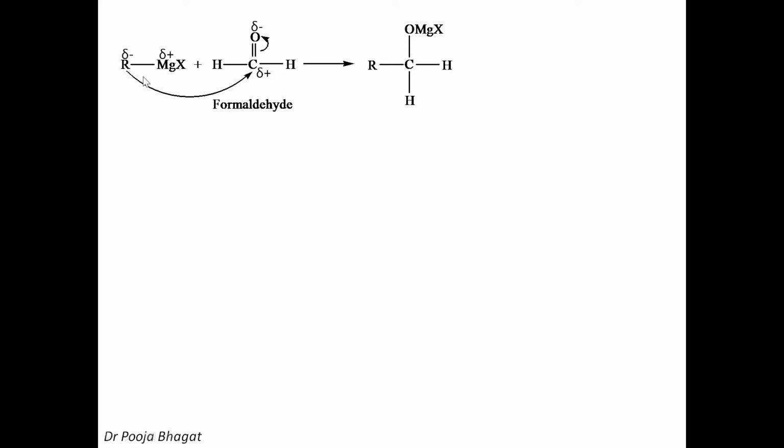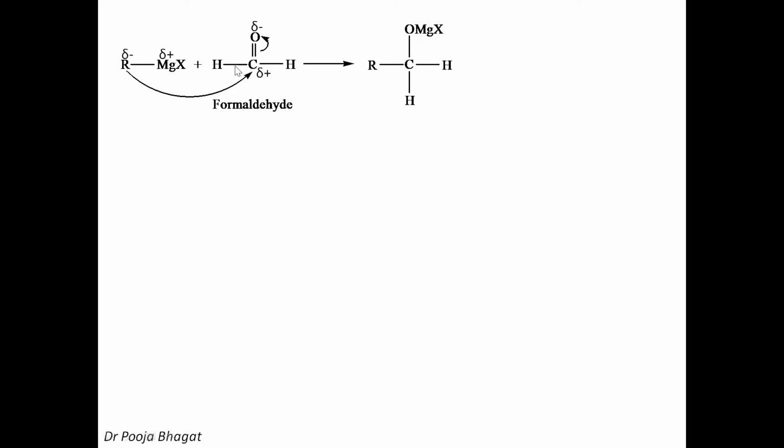So this is Grignard reagent. In the Grignard reagent, the alkyl group will have a partial negative charge and magnesium will have a partial positive charge. While you know, in the carbonyl compound, carbon will have a partial positive charge and oxygen will have a partial negative charge. So this R negative is acting as a nucleophile. So this R negative will attack the carbon and the pi electron density will shift towards the oxygen.